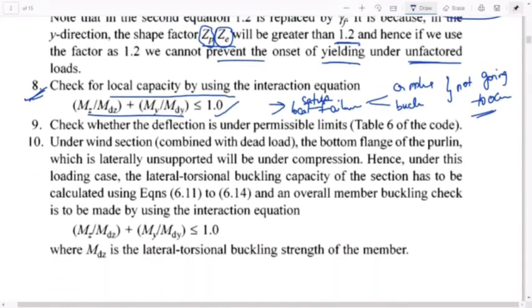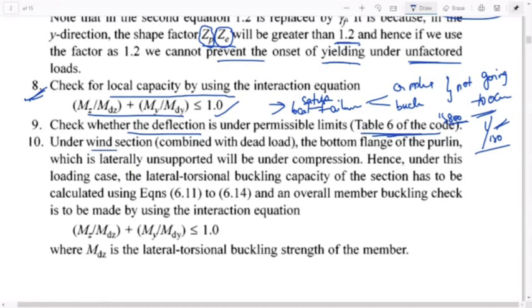And next, deflection. Find out the deflection, which has to be less than L by 180. This is the permissible value, which can be obtained from Table 6 of the code IS 800. And of course, you know the expression to calculate deflection in the purlins.